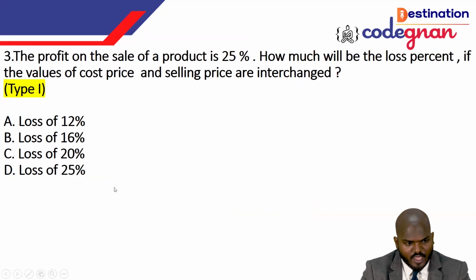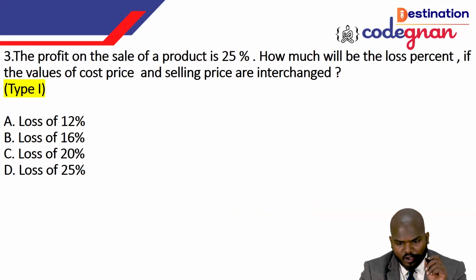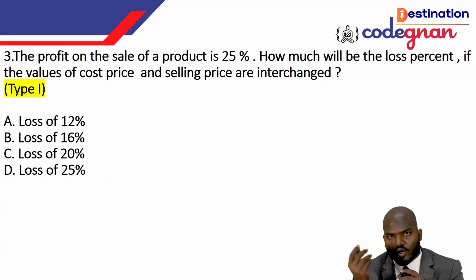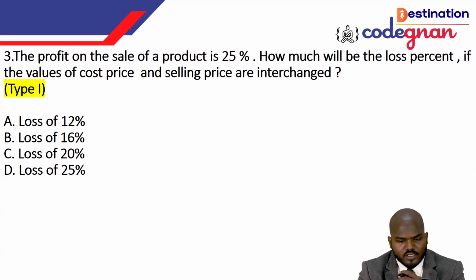Now, the profit on the sale of a product is 25%. Look very closely. By selling this product, you are getting a profit of 25%. How much will be the loss percentage if the value of cost price and the selling price get interchanged?